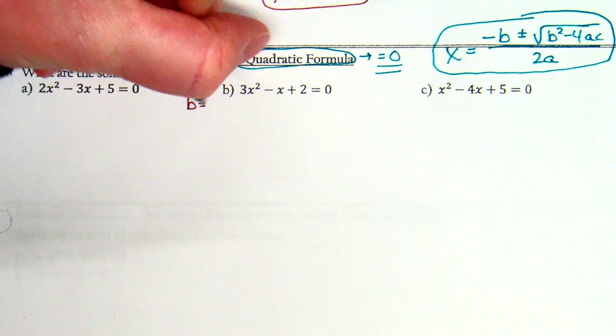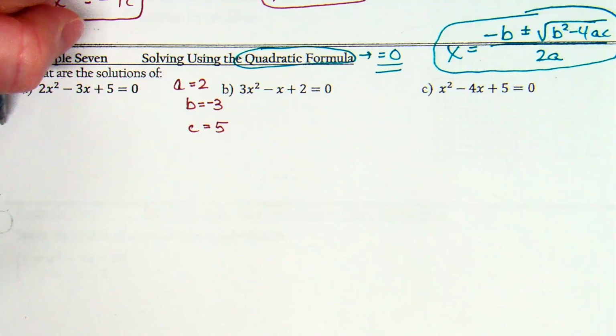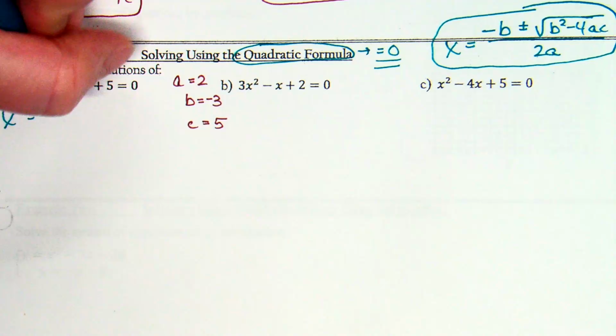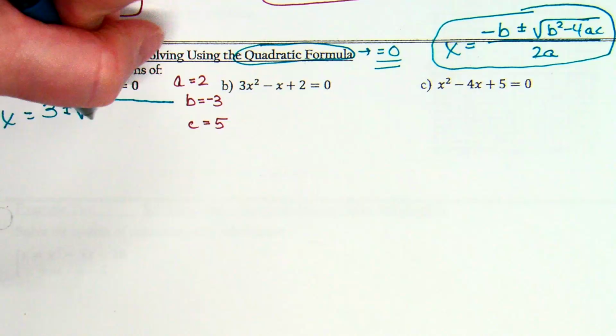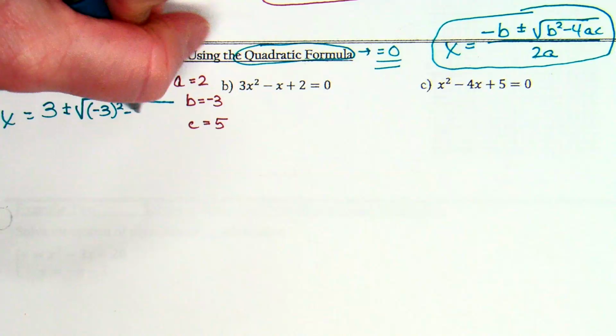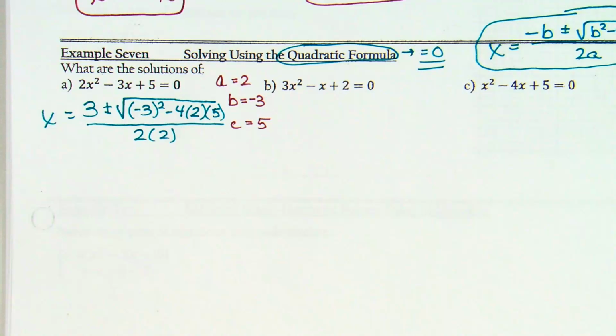Yep. Then just put those in your little quadratic formula. Okay. X equals negative B. What's negative B? Positive 3. Plus or minus square root of B squared, negative 3 squared, minus 4AC. So minus 4 times 2 times 5, all over 2A, 2 times 2.